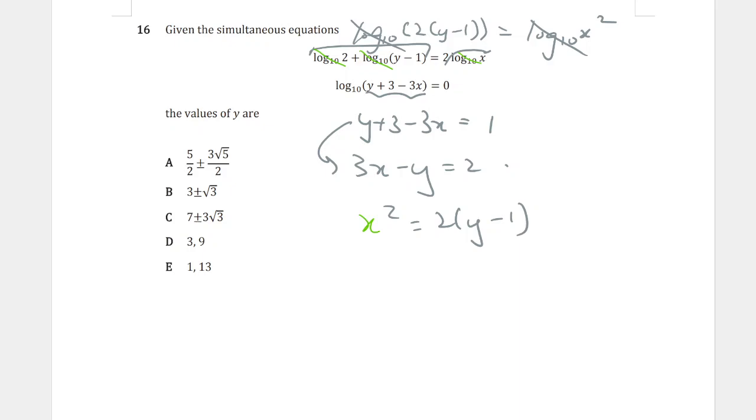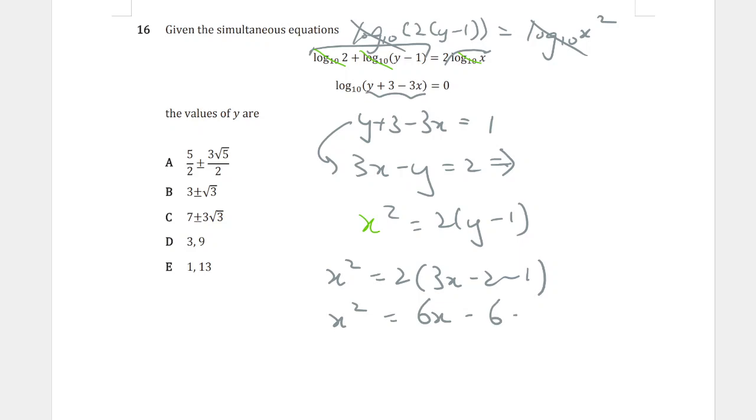Good. So what should we solve for? We're forced to solve for x, technically, because x is the quadratic guy. So let's solve for x, and then from that we'll get the values of y. So y equals 3x minus 2. So x squared equals 2 times (3x minus 2 minus 1). So this is x squared equals 6x minus 6.